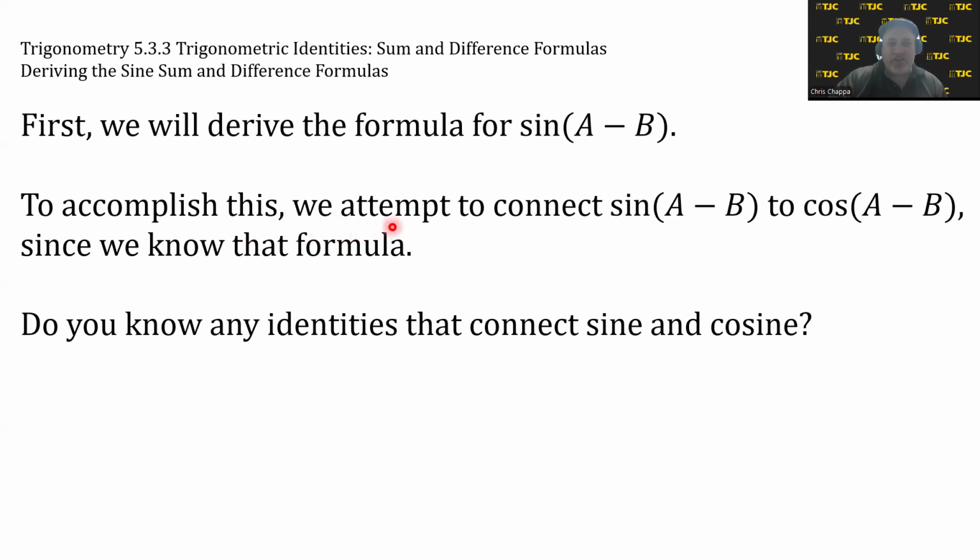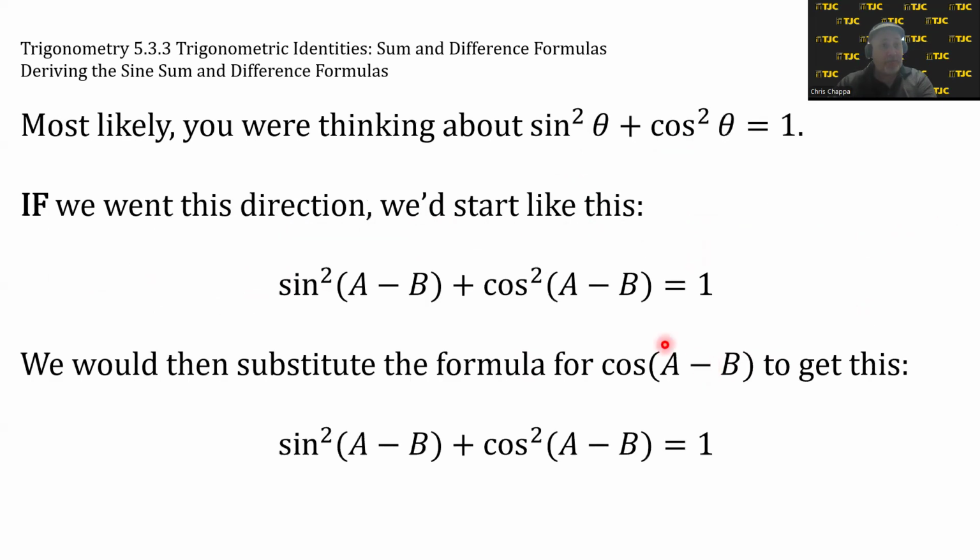To accomplish this, we attempt to connect sine of A minus B to cosine of A minus B, since we know that formula. Do you know any identities that connect sine and cosine? You should know at least one. Most likely, you were thinking about sine squared theta plus cosine squared theta is equal to 1, the Pythagorean identity. If we went in this direction, we would start like this. Sine squared of A minus B plus cosine squared of A minus B is equal to 1.